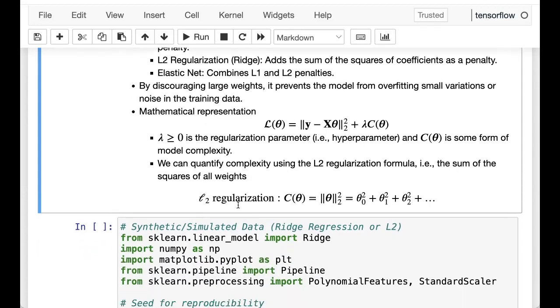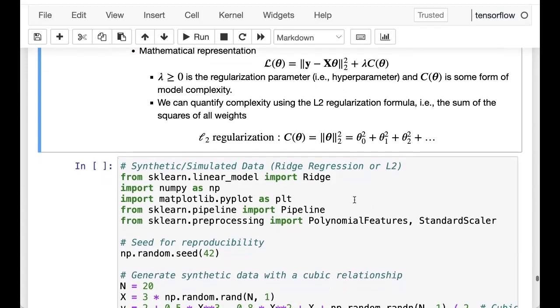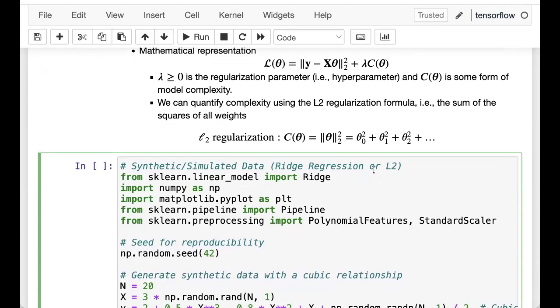And here, for example, we have the formula for L2 regularization, which is the sum of the squares of these weights or coefficients. And with the L1 norm, we just have the sum of the absolute values. So we do not take these powers of 2, we just take the absolute values. So if you want to, for example, apply the Ridge regression or L2 regression, you can use the Ridge model from linear_model of scikit-learn.